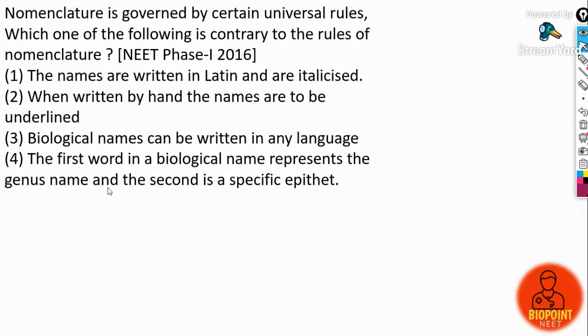The names are written in Latin and are italics. When handwritten, the name should be underlined. Biological names can be written in any language. The first word of a biological name represents the genus name, and the second is a specific epithet.